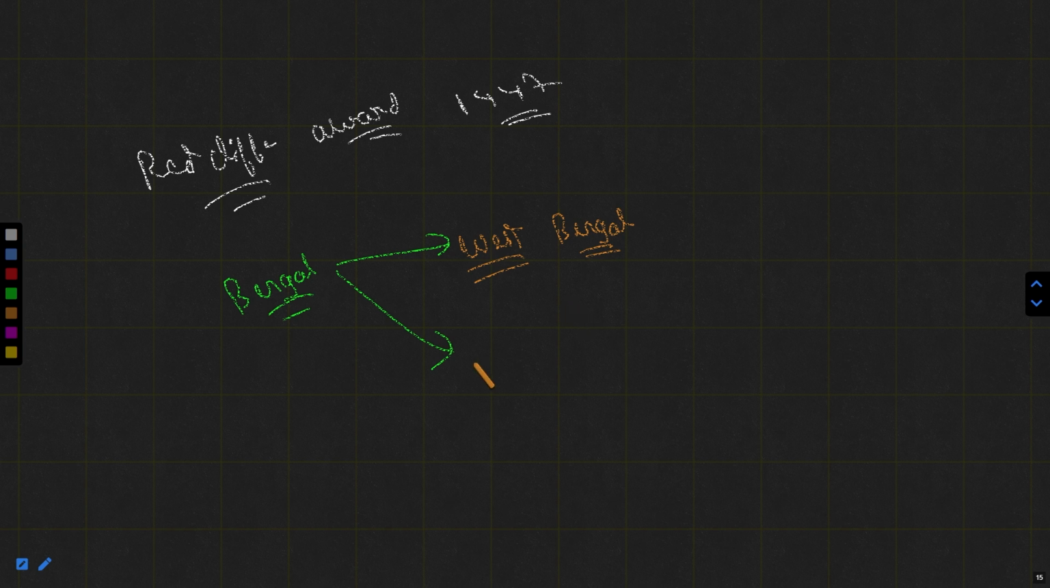West Bengal, East Pakistan. All right. West Bengal is in India. East Pakistan was a part of Pakistan. All right. But the area got divided. But what happened?